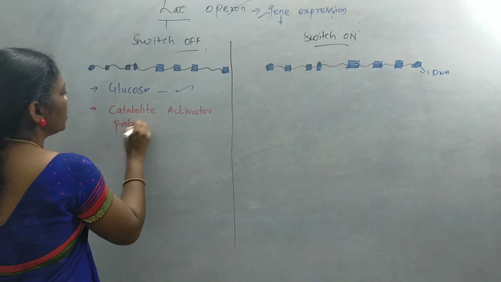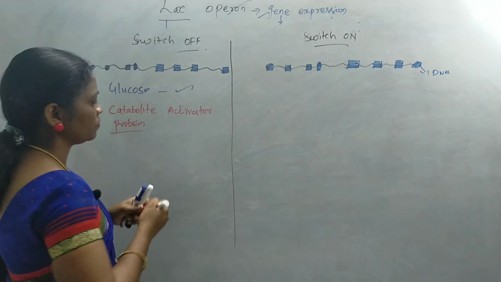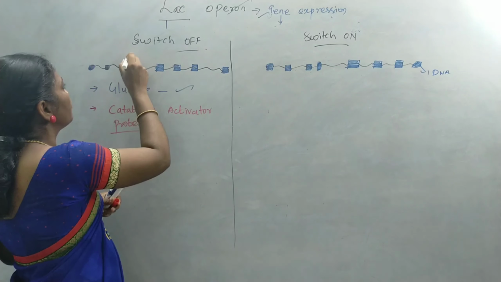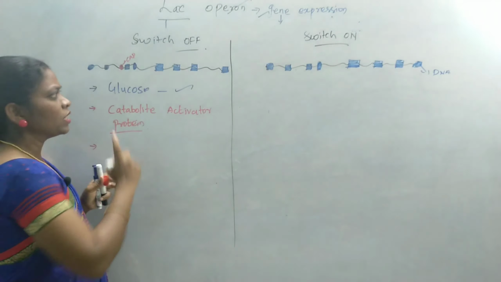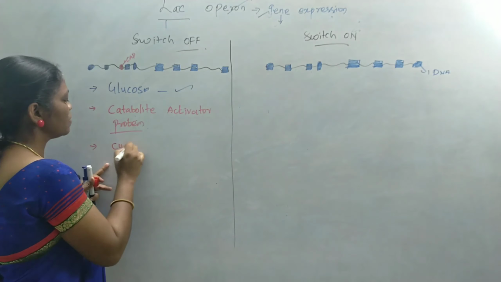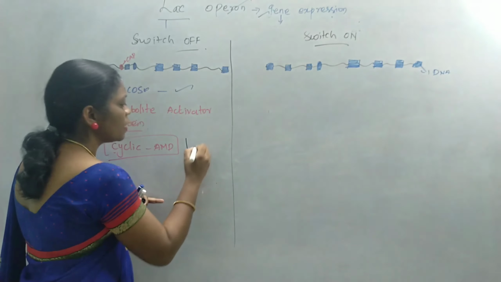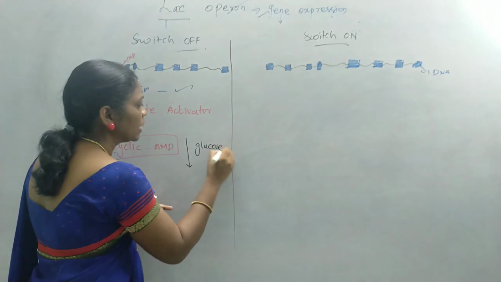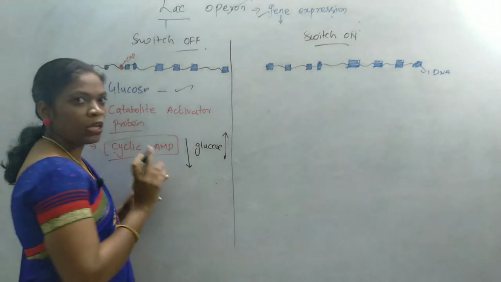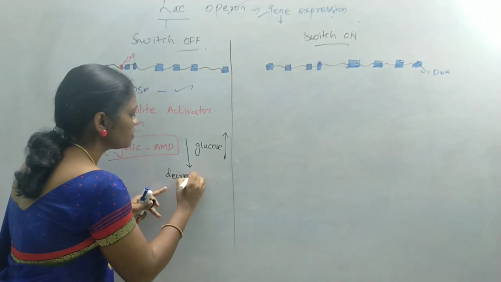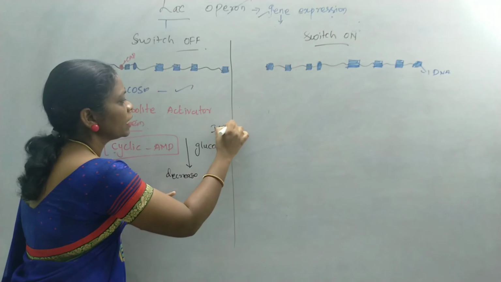What is the function of the catabolite activator protein? The catabolite activator protein site is present before the promoter region. So here you can find the CAP site. There is one more signal for the switch off and on mechanism: cyclic AMP. The cyclic adenosine monophosphate level will decrease when there is more glucose. Remember, the cyclic AMP level will decrease when there is a greater amount of glucose in the surrounding medium.